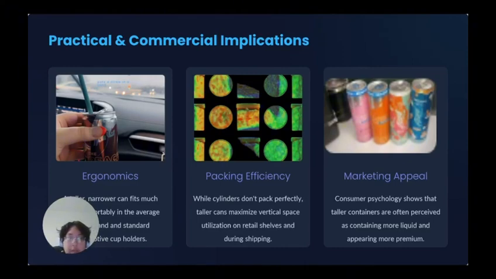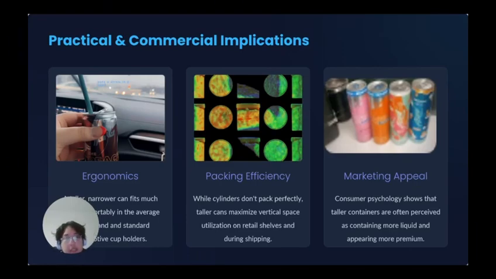So, when we update our model to account for this, we give more weight to the top and bottom areas. The new optimization problem changes. Now, the best shape is no longer a short wide cylinder. Instead, it becomes taller and narrower. This new shape is actually what we see on store shelves. So, the real can is not wasteful. It is optimized for a different cost structure.